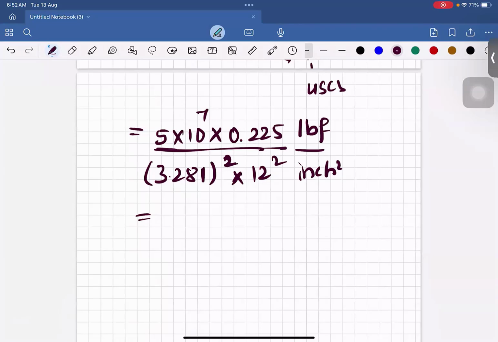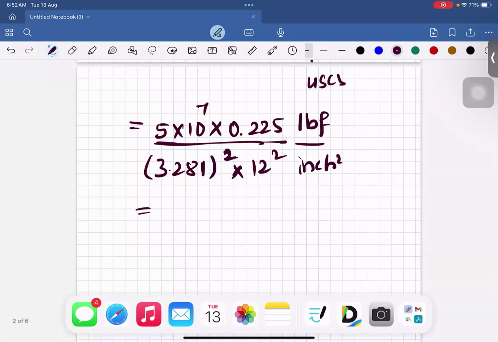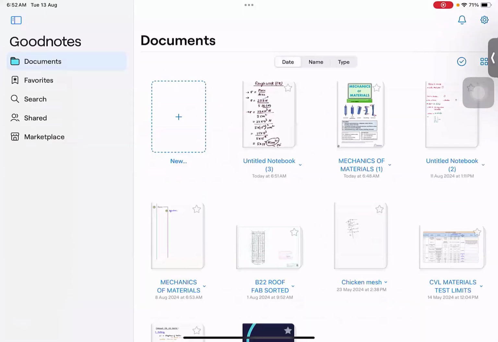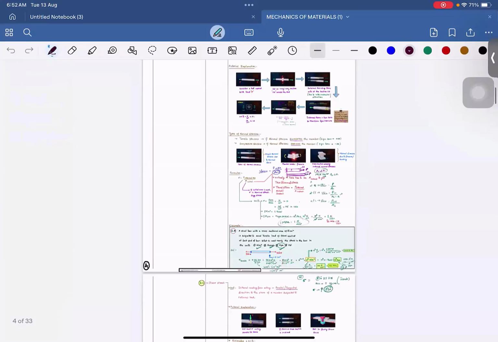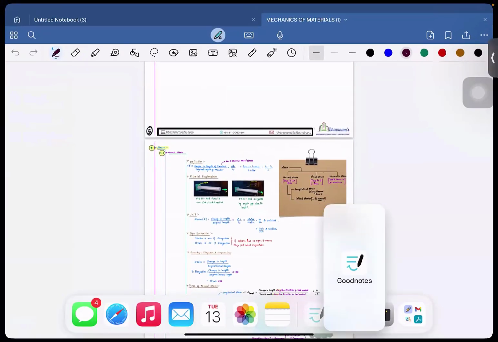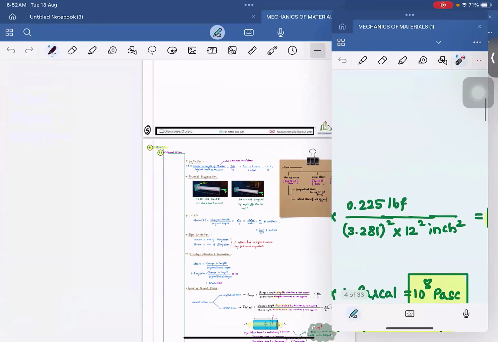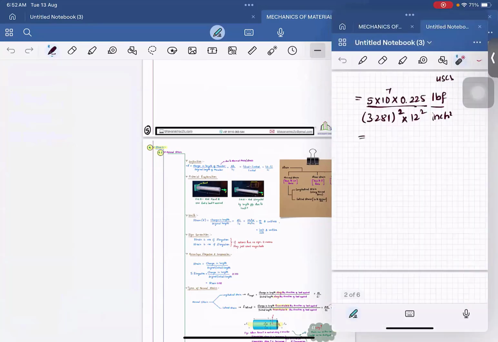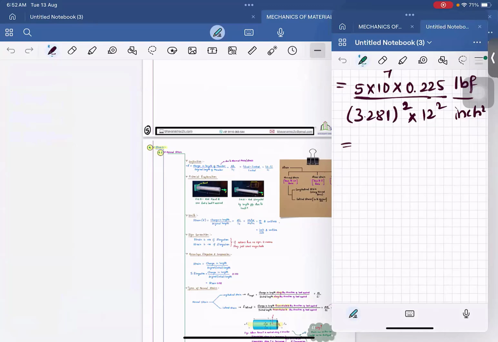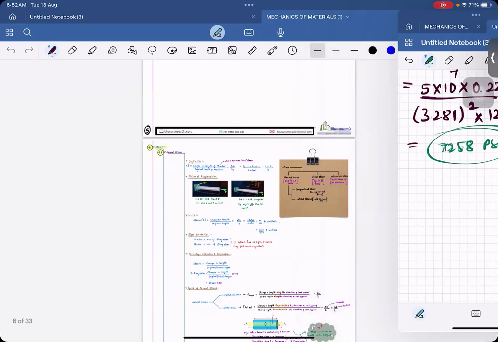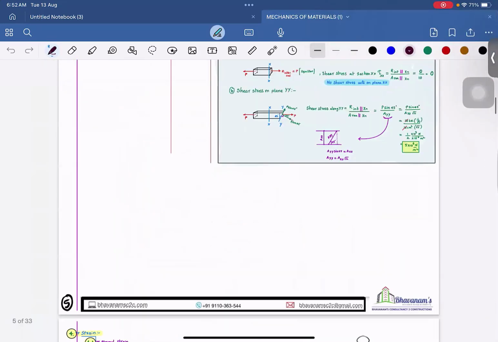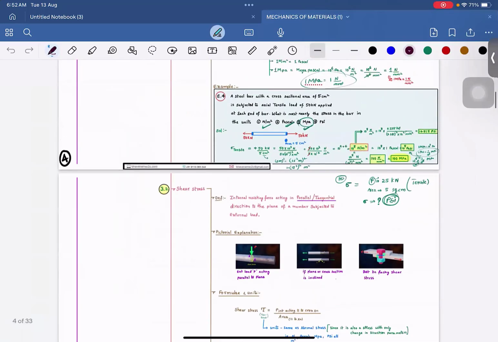So what is the answer? Someone give me. 7258 psi. That's very good. Your good name, please? Priya. Nice, Priya. Good work. So this is the way how to do the conversions.